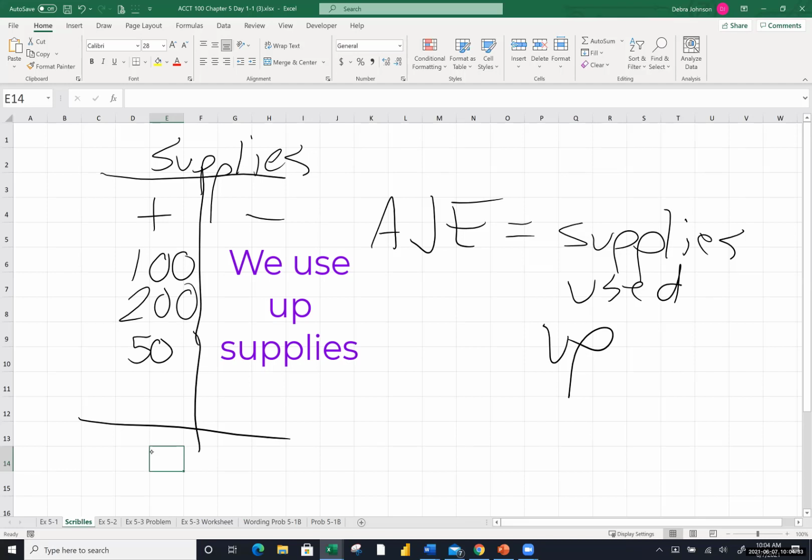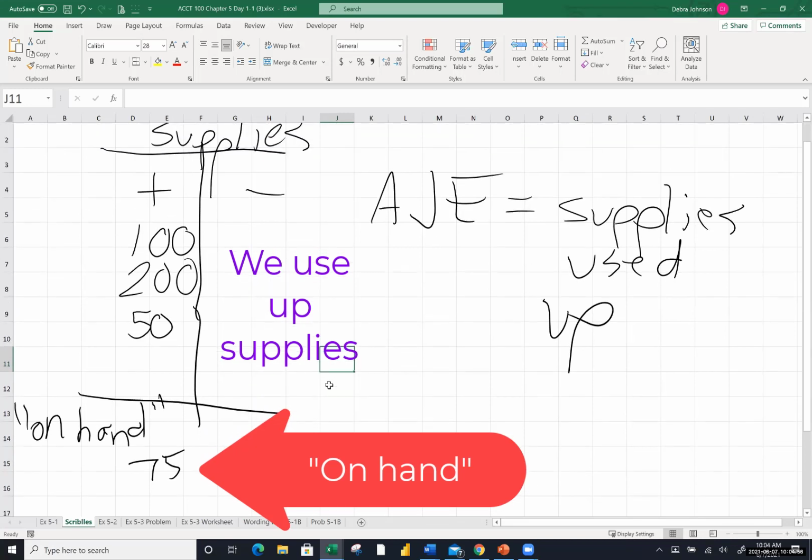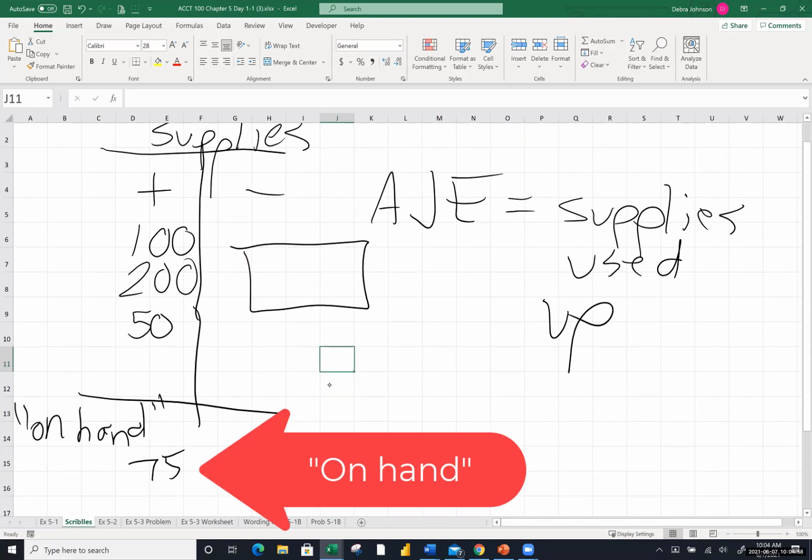I'll go in there and say, I have a couple pads of paper, and I have a couple of USB drives, and I have some boxes of pencils. It looks like I have about $75 of supplies on hand. So I count my supply cabinet, cost it out, and I find that on hand, I still have $75 in there. What we need to figure out is how much has been used up.